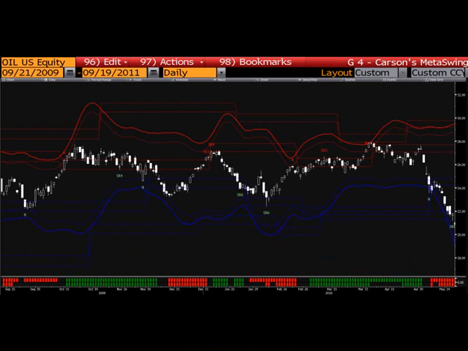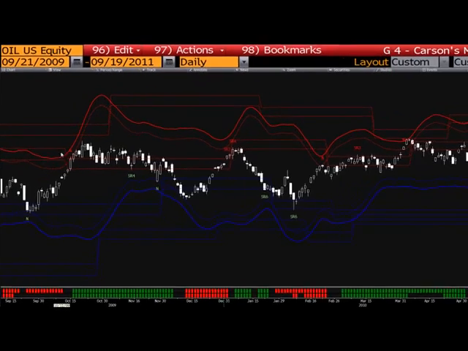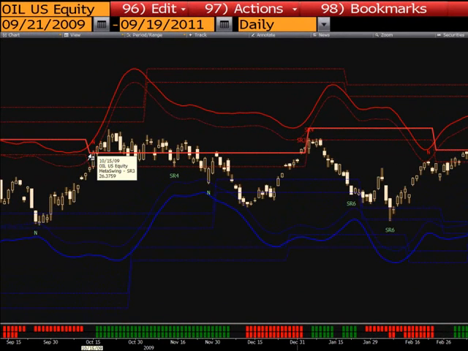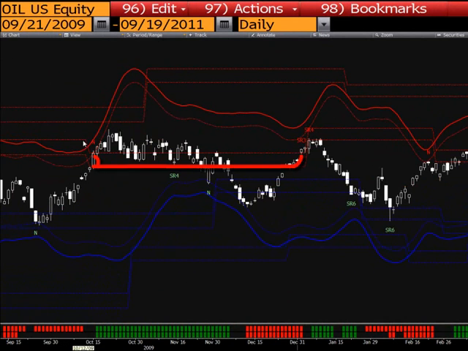Okay, we're going to take this live example here to demonstrate some basic tenets in support and resistance with MetaSwing Suite. There's 5 of them roughly. The first one is once penetrated, support becomes resistance and vice versa. So looking at our first example here, in October of 2009, the price of the oil ETF had a shift in the support resistance level.